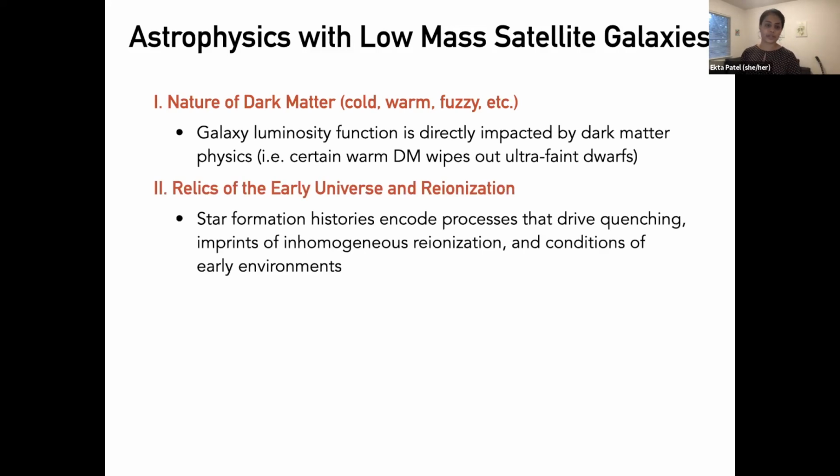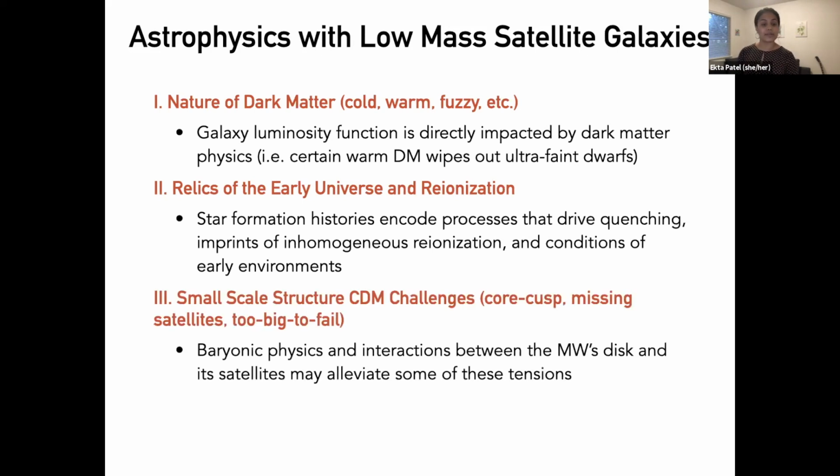Low-mass galaxies are also some of the oldest galaxies in the universe. So their star formation histories encode processes that drive quenching and imprints of reionization, and they give us a window into conditions in the early universe. These low-mass galaxies overall are also key players in some of the small-scale challenges that you might be familiar with that we've identified in Lambda CDM over the last few decades, including the cusp-core problem, missing satellites, and too big to fail.